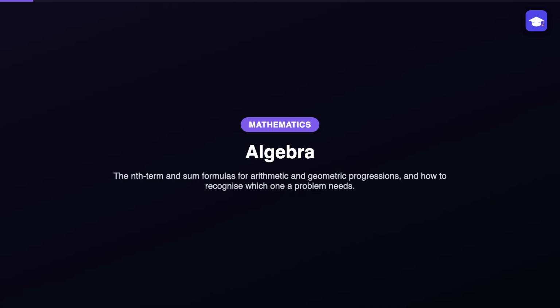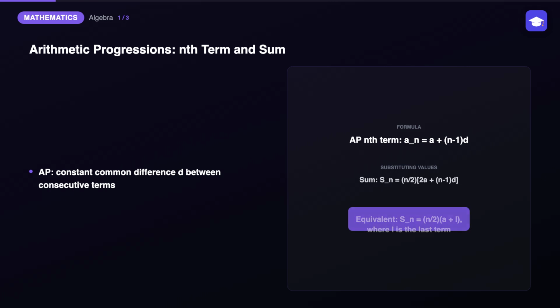Today's topic is arithmetic and geometric progressions, the two foundational sequence types that everything else in this chapter builds on. Let's begin. An arithmetic progression, AP, is a sequence where each successive term differs from the one directly before it by a constant amount called the common difference, d.